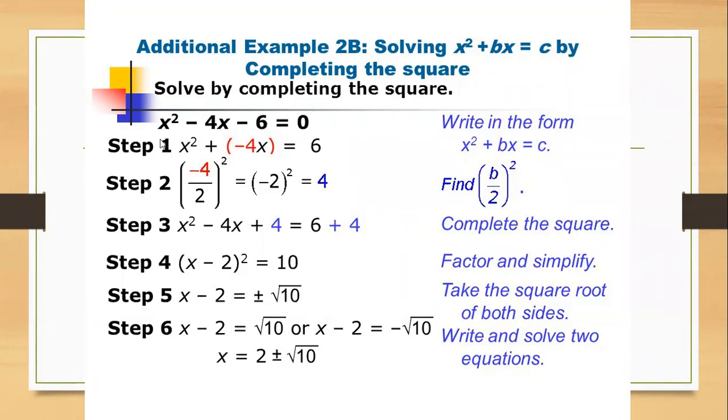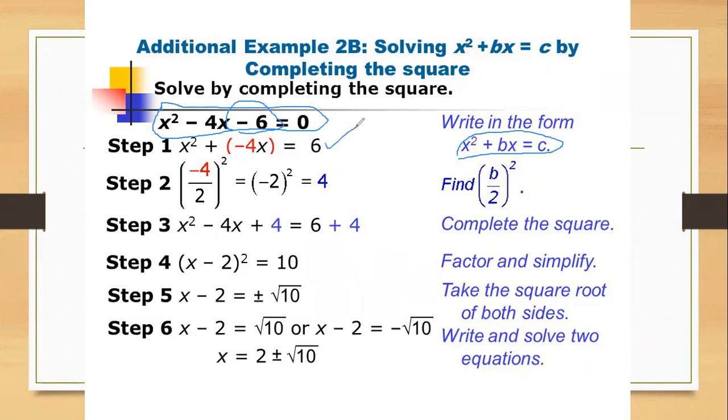So let's walk through this. So here's your trinomial. Trinomial means three-termed polynomial. Okay. X squared minus 4x minus 6. The first step is to make sure it looks like this. So you need to subtract your C term over. Okay. So in this case, we'll add 6 to both sides. So now we have x squared plus negative 4x equals 6.